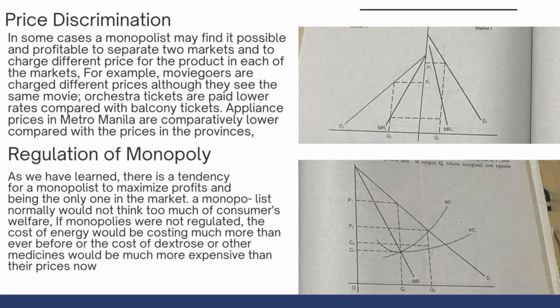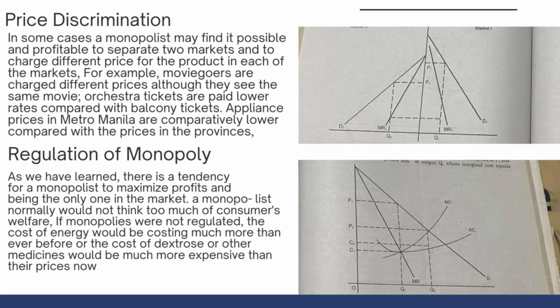Price discrimination. In some cases, a monopolist may find it possible and profitable to separate two markets and to charge different prices for the product in each of the markets. For example, moviegoers are charged different prices although they see the same movies. Orchestra tickets are paid at lower rates compared with balcony tickets. Appliance prices in Metro Manila are comparatively lower compared with the prices in the province.